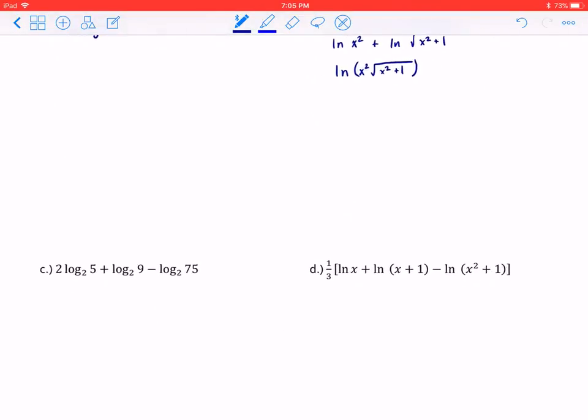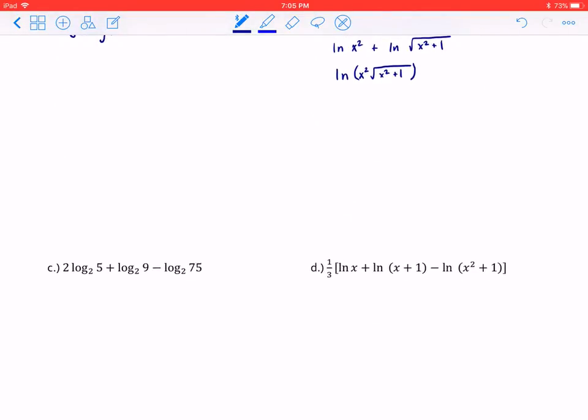So here we have two examples, very similar, a little bit more complicated. You have 3 logarithms, so you'll have to condense down to 1, but I would encourage you to pause the video and try that first. Let's see how it went.